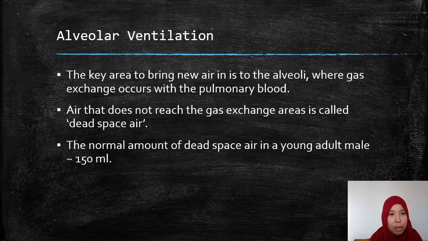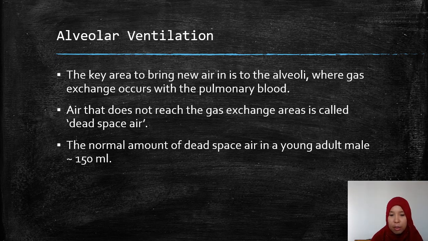Alright, so now we're talking about the alveolar ventilation. The key area to bring new air into is the alveoli, where there is gas exchange. Remember that gas exchange only occurs at the respiratory zone, and the alveolus, which is the alveolar sacs, or the alveolar duct or the respiratory bronchioles, are the areas of respiration, right? And the air that does not reach the respiratory zone, that does not go through gas exchange, is the area that we call dead space, right?